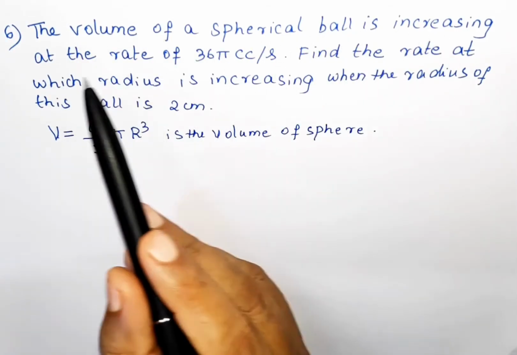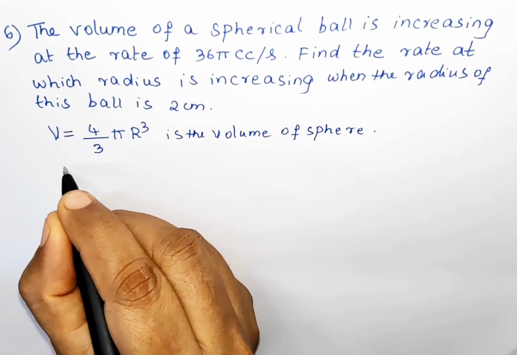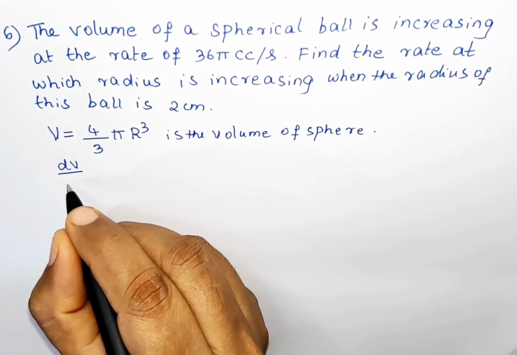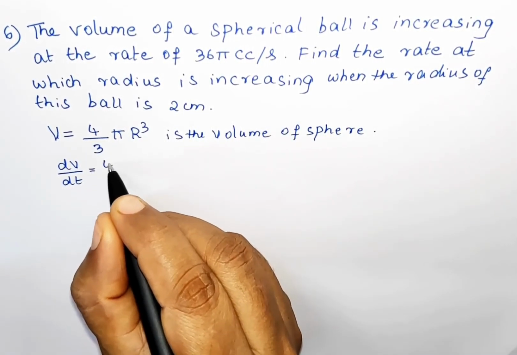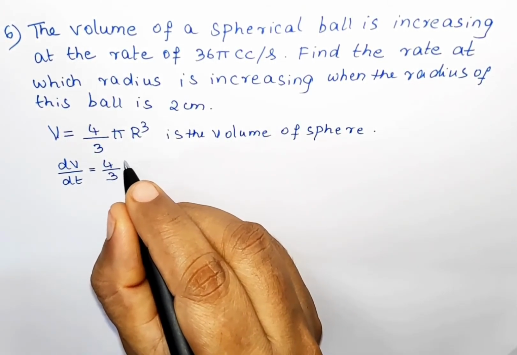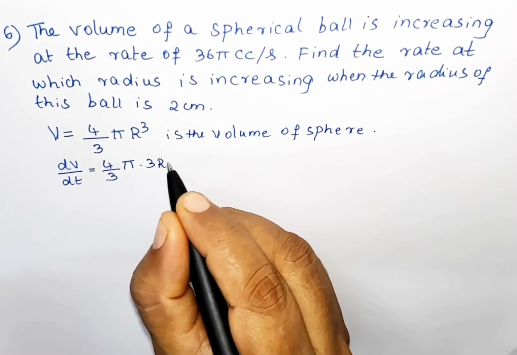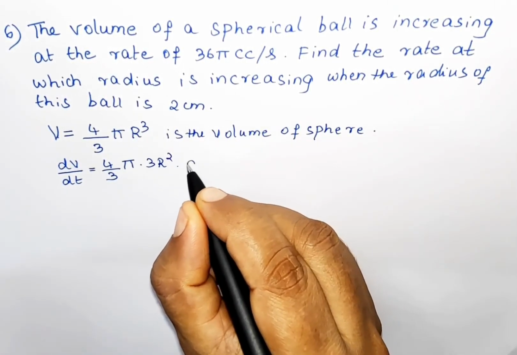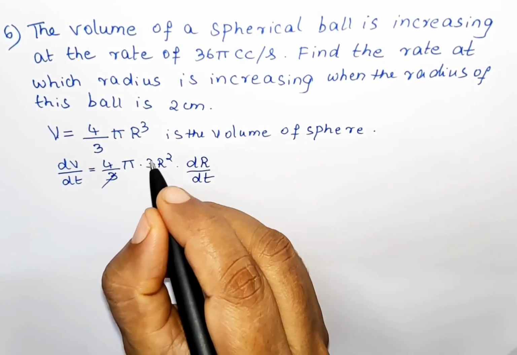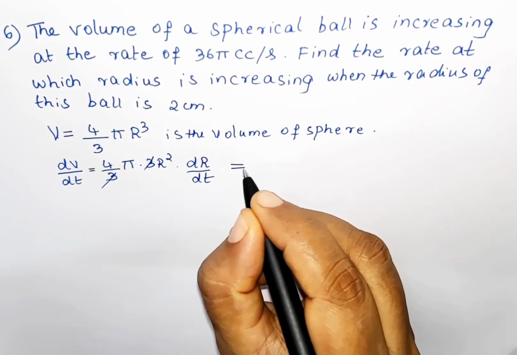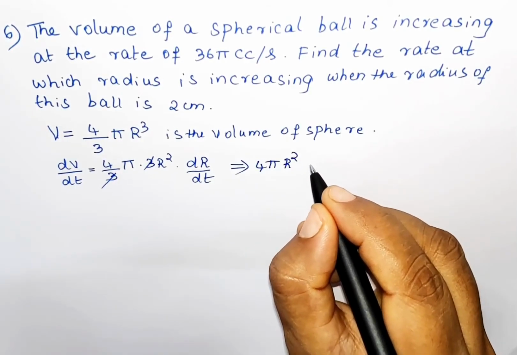So the volume of a spherical ball is increasing at the rate of 36 pi cc per second. So this becomes dV by dt. Since volume is increasing, we write dV by dt with respect to time, because 36 pi cc per second, second is the time. So dV by dt is equal to 4 by 3 pi is a constant into d by dt of function. Function is r cube. It becomes 3r square into, when you differentiate r, it becomes dr by dt. Now we cancel 3 and 3 here. So we get 4 pi r square dr by dt.